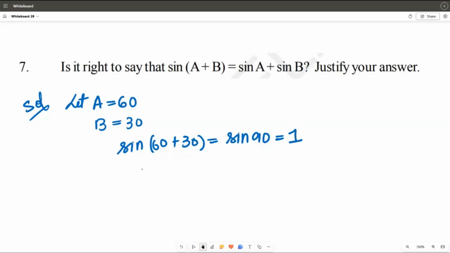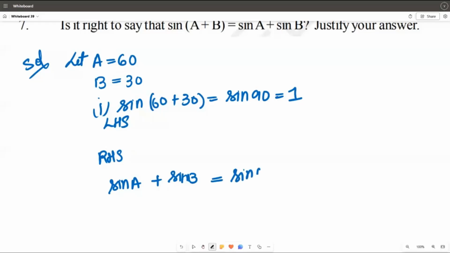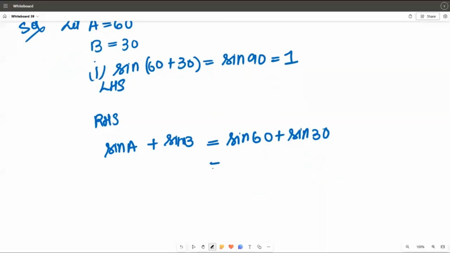That is the LHS. Now if we find the RHS, right hand side, we have sine a plus sine b, which, if we take a equal to 60 and b equal to 30, would be sine 60 plus sine 30. Sine 60 is equal to root 3 by 2, and sine 30 is equal to 1 by 2. So if we take LCM here, this would be root 3 plus 1 by 2, and not equal to 1.